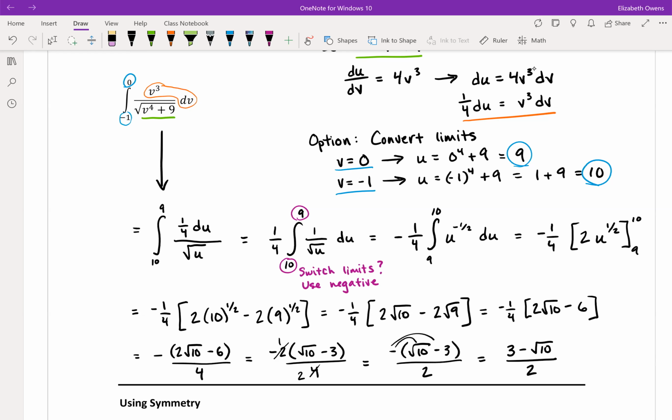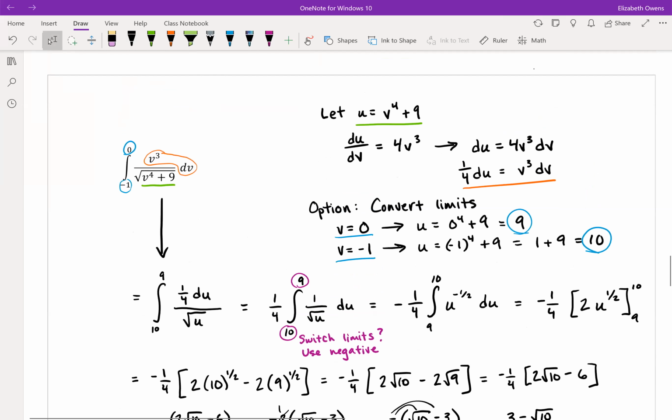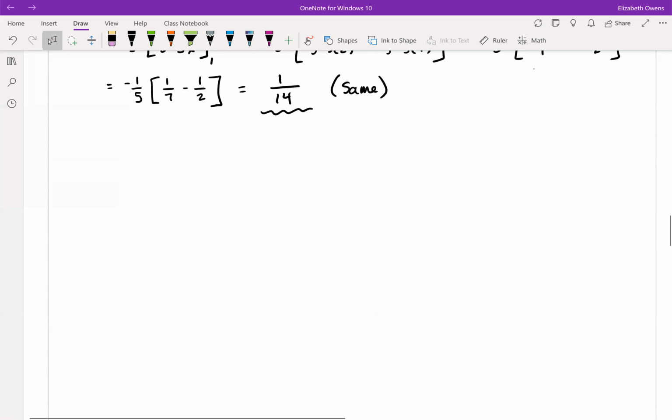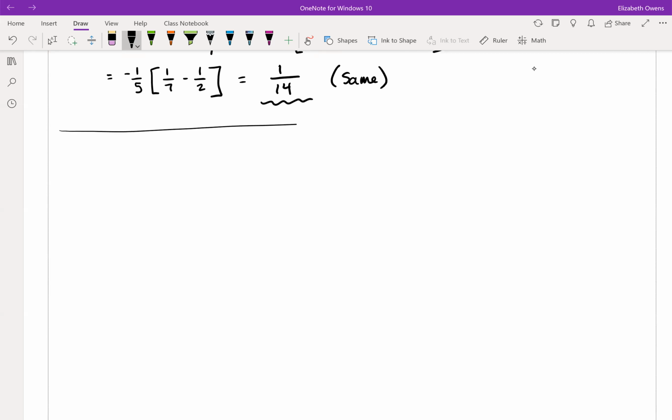All right. Now we'll do this exact same problem one more time, but this time we will not convert the limits. We'll leave the limits as values of v. So I'm going to take this up here and write the exact same problem for us. Okay, v to the 4th plus 9 was in our square root.